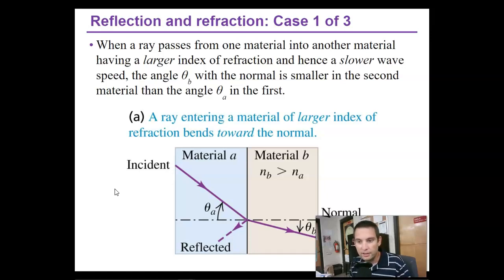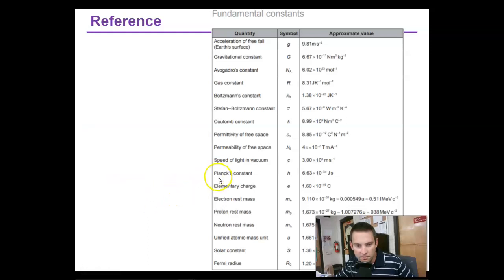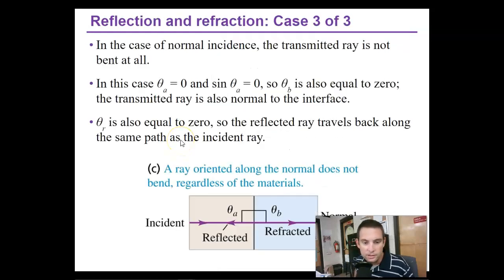A ray entering a material of a larger index of refraction bends toward the normal. Just have that memorized. So if we're going from a smaller index of refraction towards a larger index of refraction, then it is going to be bent toward the normal. A ray entering from a larger index into a smaller index is going to bend away from the normal. For reference, you just wanted to put on here the speed of light in a vacuum. We have c equals 3.0 times 10 to the 8 meters per second. So that way you don't ever have to memorize that, though it is useful and saves you some seconds.